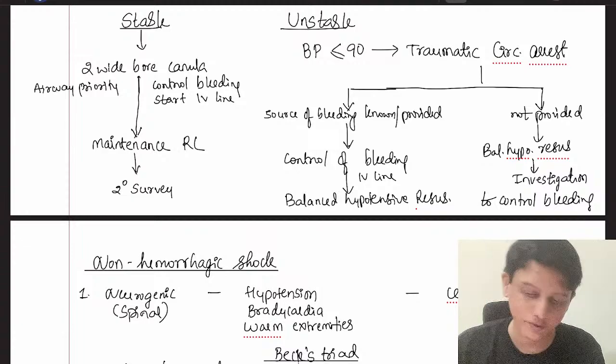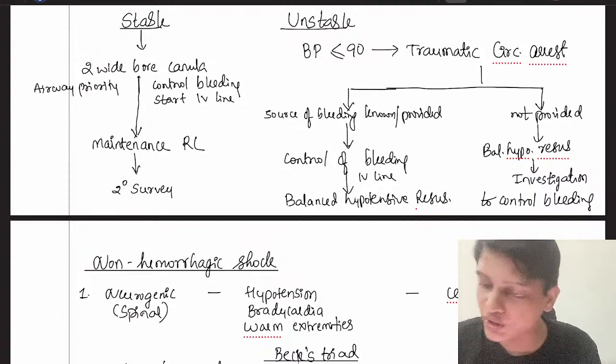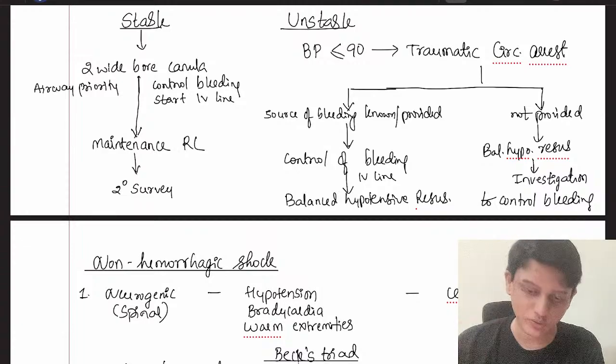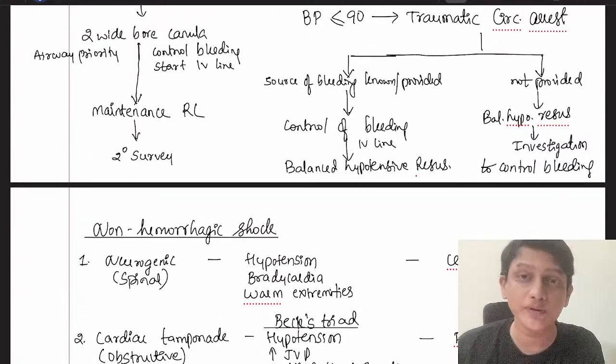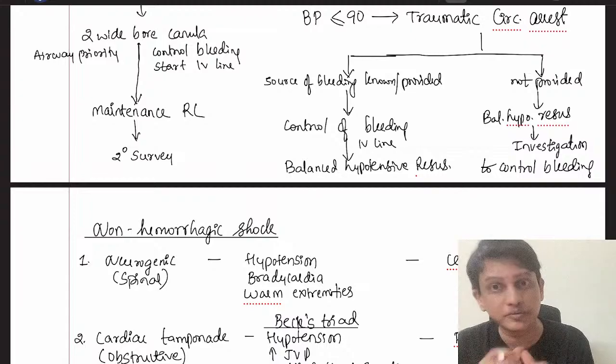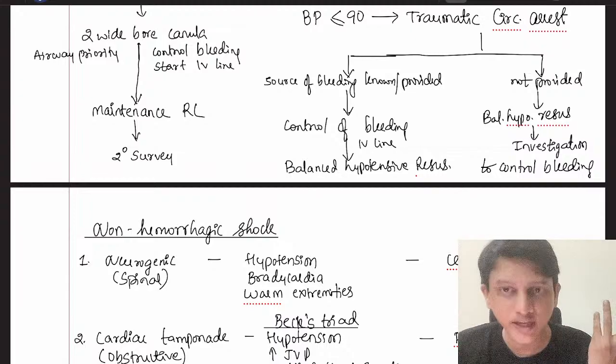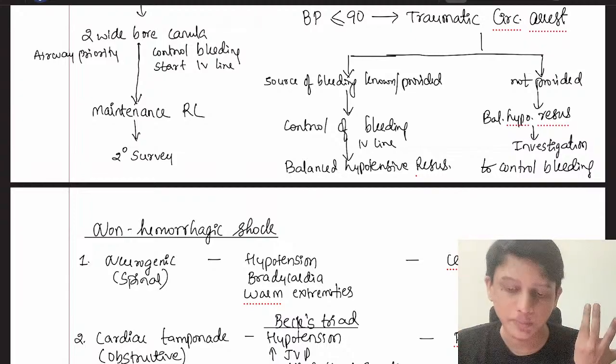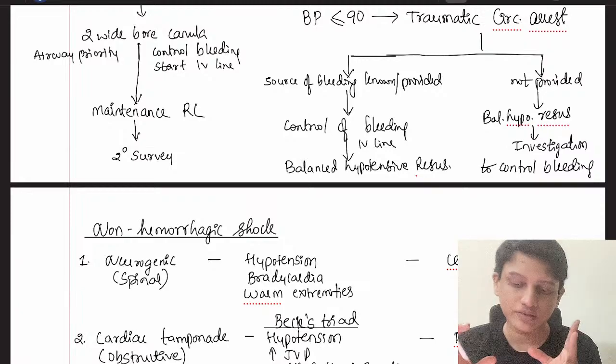Nice example. Okay, fine. So unstable patient, what do you do in unstable patients? When do you call a patient unstable? It is when the BP is less than 90, when the circulation is not happening, as in traumatic circulatory arrest, where the body is not getting enough blood. It's called an unstable patient. Then you can do two things.